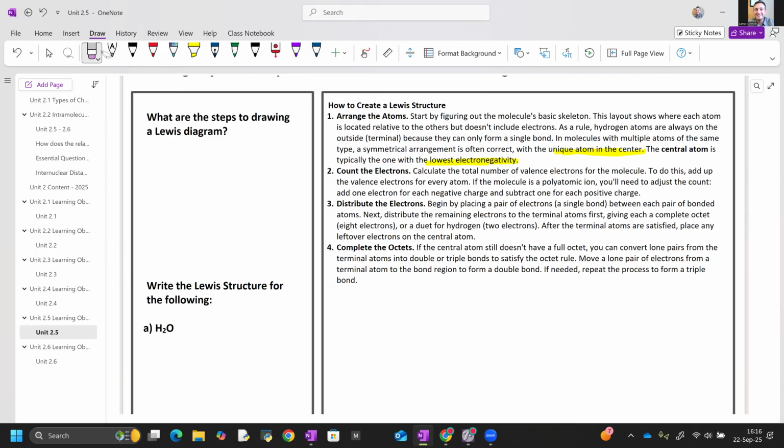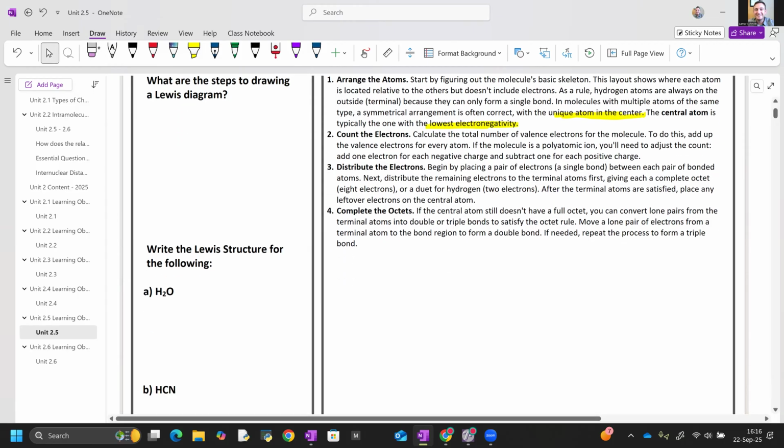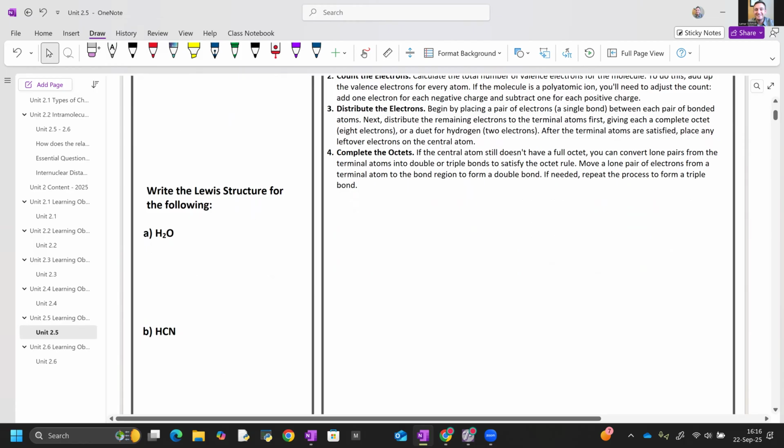And then distribute the electrons, placing a pair of electrons, a single bond, between each pair of the bonded atoms, and then distribute electrons to the terminal atoms first, giving each a complete octet, or a duet if it's hydrogen, because we got to remember hydrogen can only have 2 electrons. So after the terminal atoms are satisfied, place leftover electrons on the central atom. And then lastly, complete the octets. If the central atom still doesn't have a full octet, you can convert lone pairs from the terminal atoms into double or triple bonds to satisfy the octet rule. Move a lone pair of electrons from a terminal atom to the bond region to form a double bond if needed. All right, so we're going to just apply those rules.